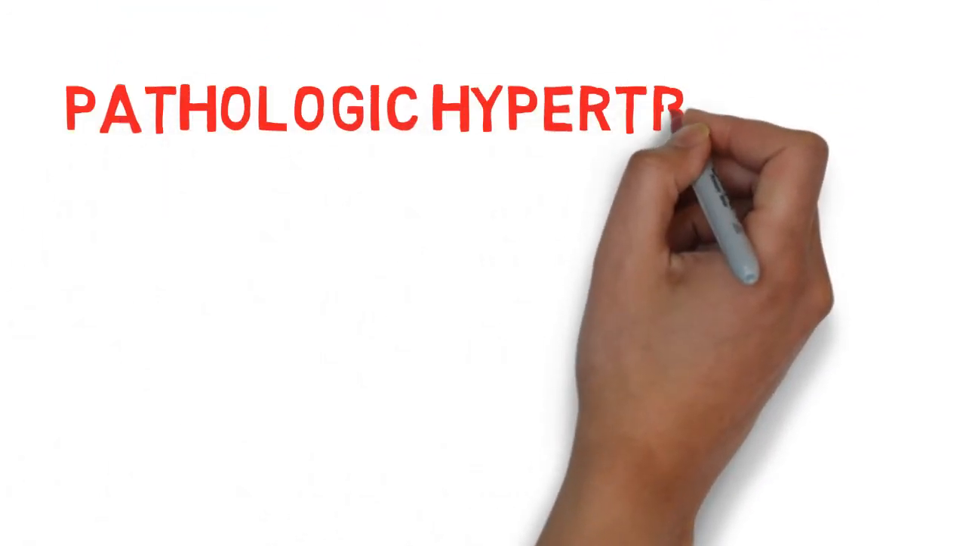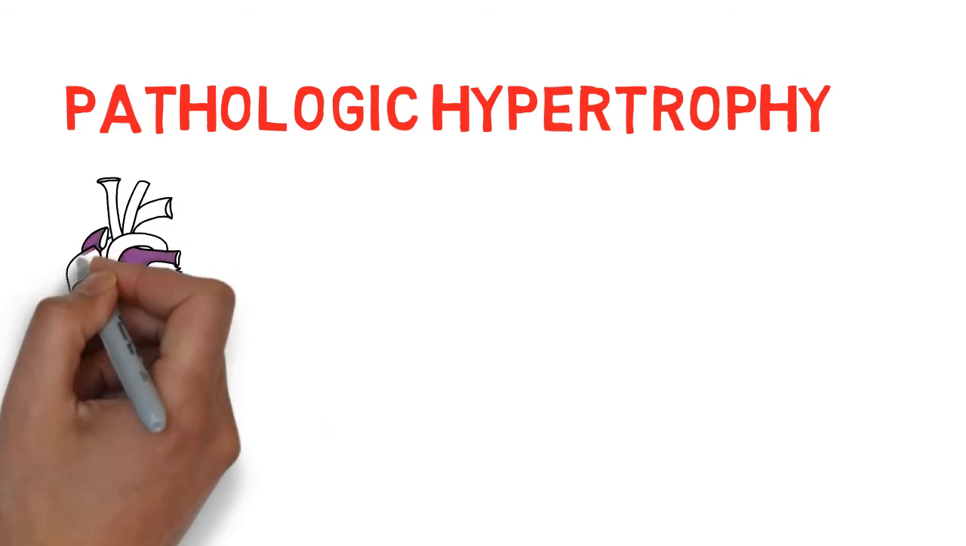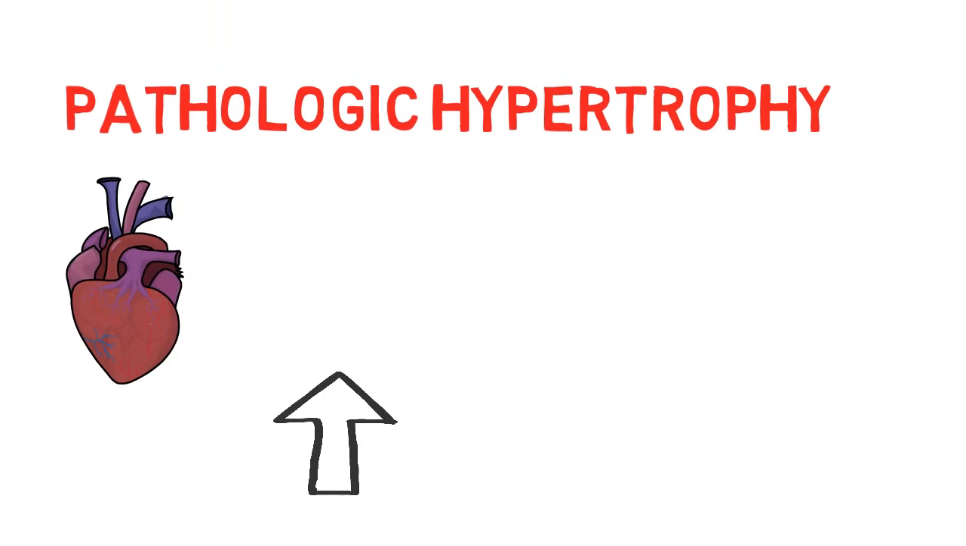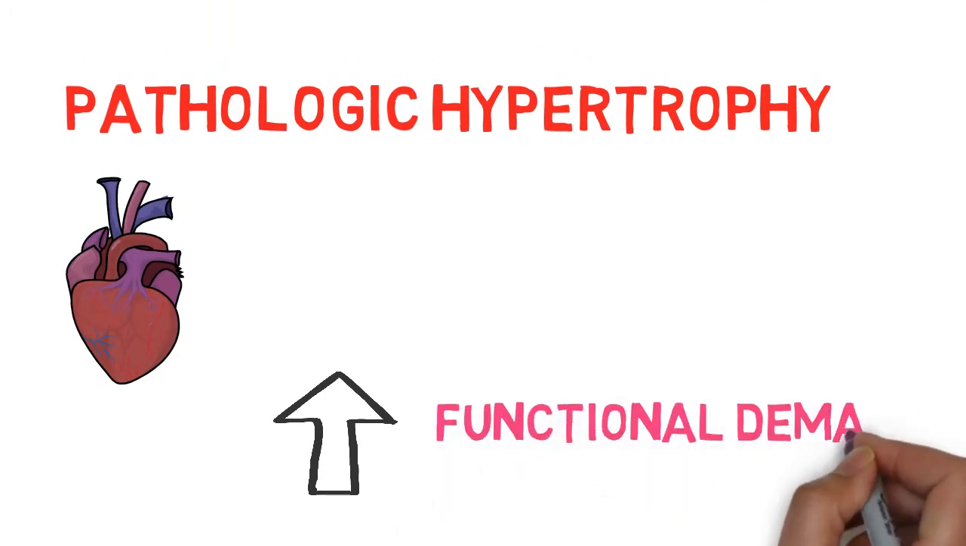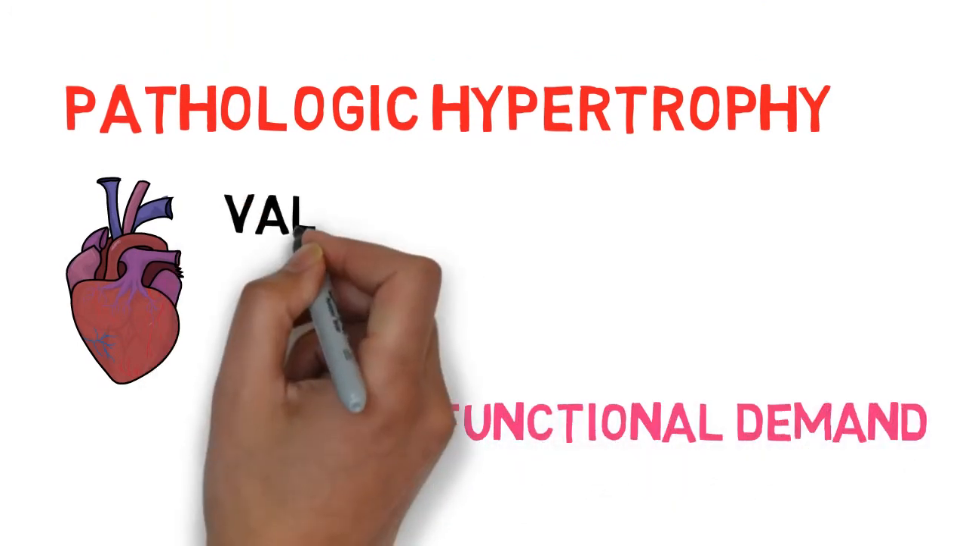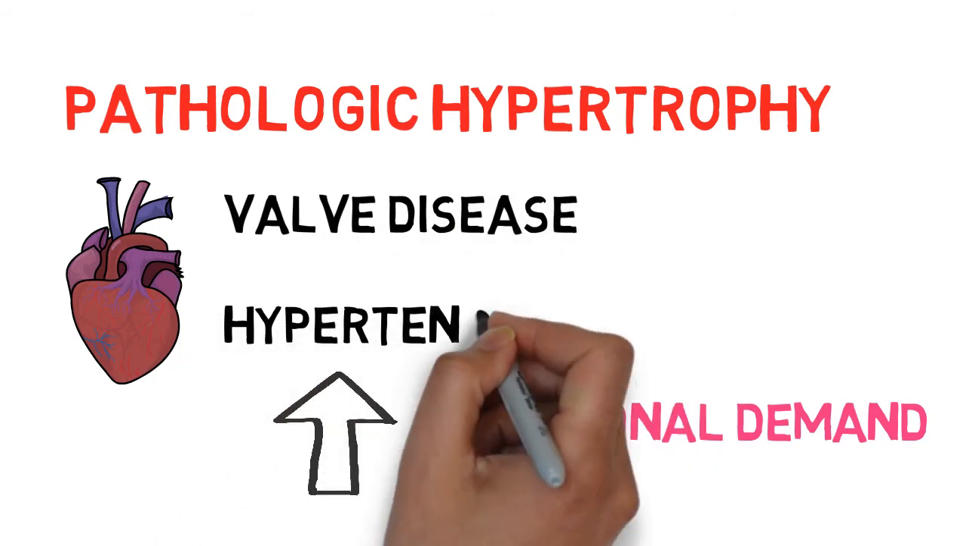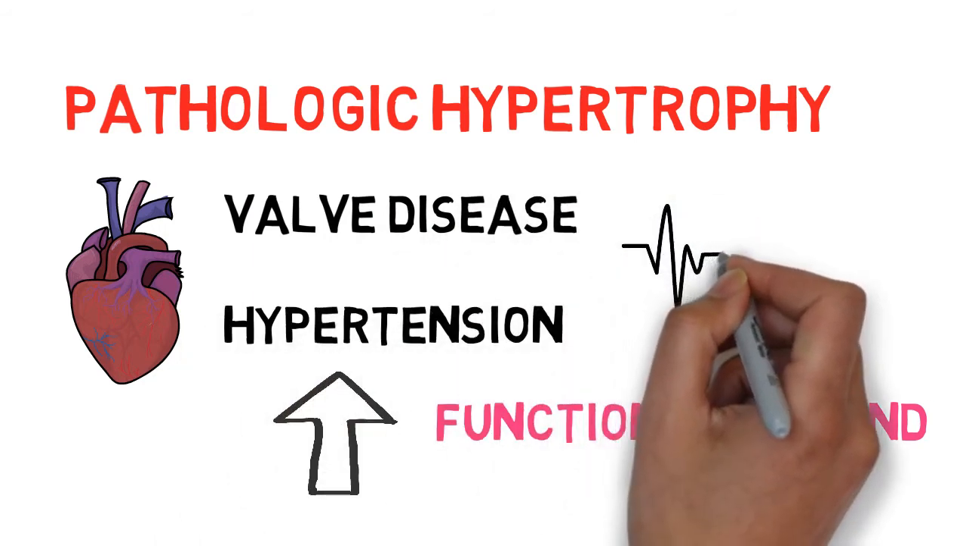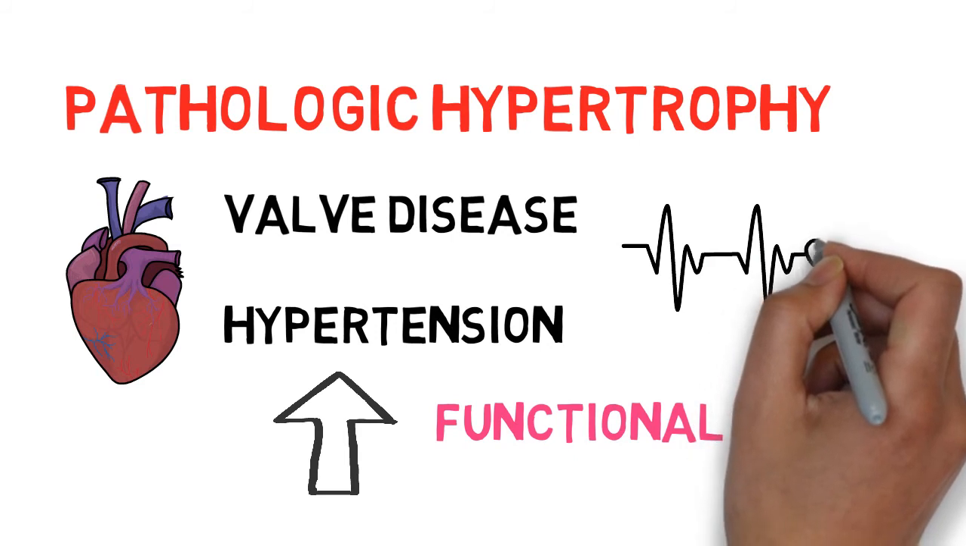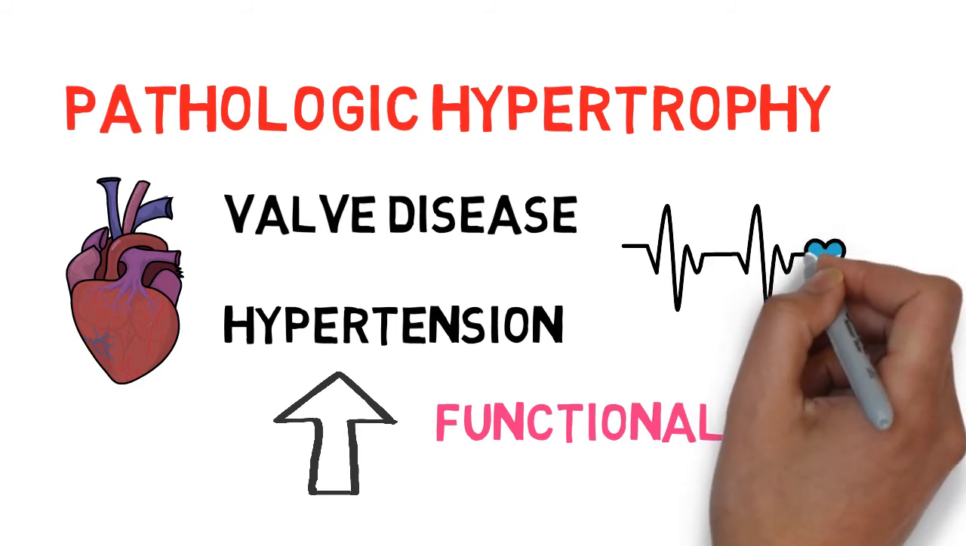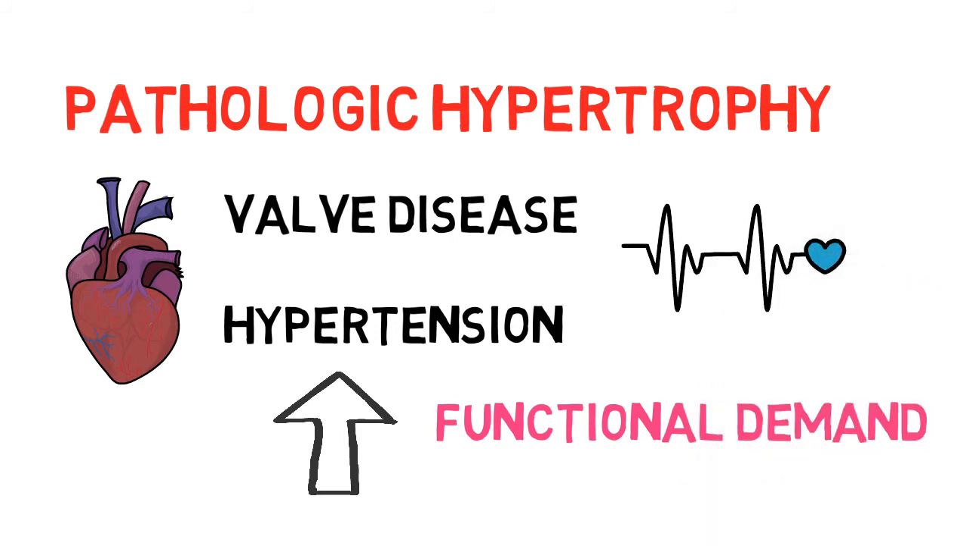Now, pathological hypertrophy. Pathological hypertrophy example is in cardiac muscle. Due to the increased functional demand, that is work on cardiac muscle, due to the valve disease or hypertension, there is hemodynamic overload. The heart has to contract with more force, so the cardiac muscle undergoes hypertrophy.